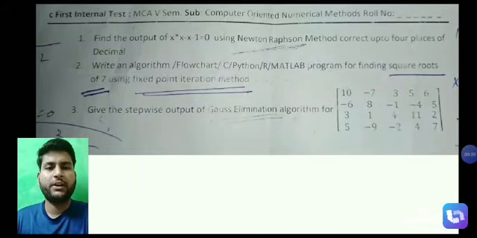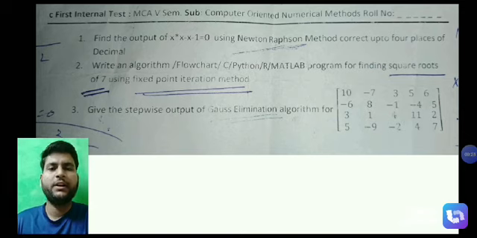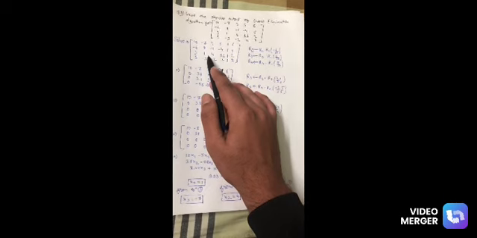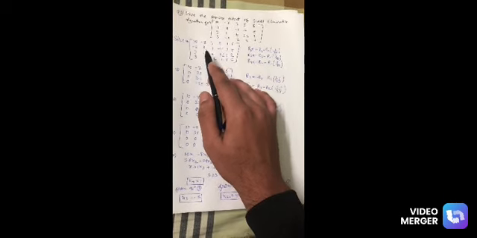Myself Vishal Singh Chauhan, and today I am going to solve the third question of our first internal test of set C, which is: give the stepwise output of Gauss elimination algorithm for the given matrix. So our given augmented matrix is this.